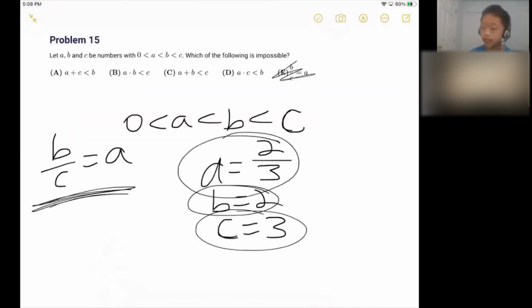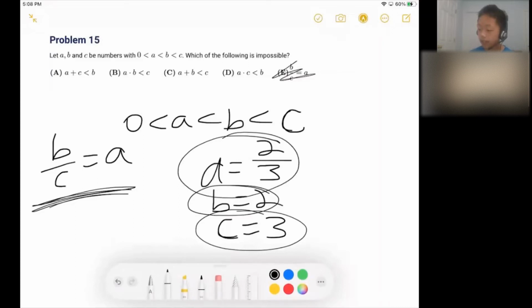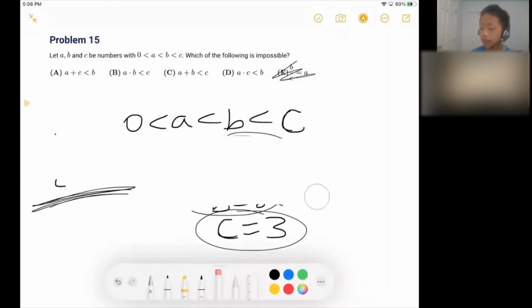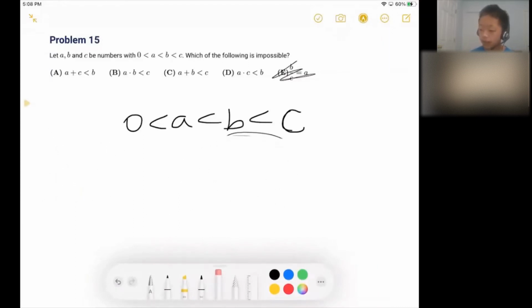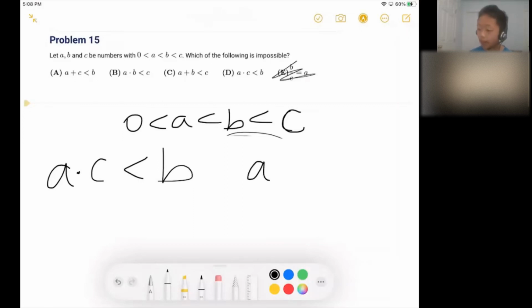So let's move on to choice D. Choice D says A times C is less than B. Is it possible for A times C to be less than B? As we did with choice E, let's try to find an example where this is possible, so let's hope to eliminate choice D. The idea is we could let A be a really, really small number. As long as it's greater than 0, it's valid. So I can let A equal 1 over 1,000. Make A a very small number.